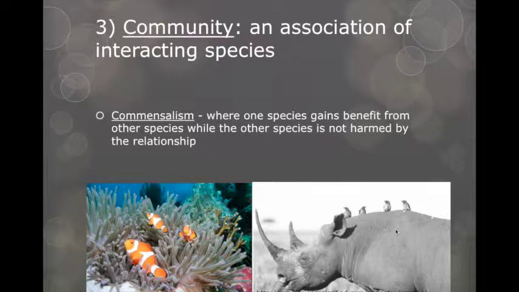And then another example is some really specific relationships between particular types of finches that target particular large herbivores like rhinos in the bottom right-hand corner. And they peck the bugs off of the rhinos to help. They get food from eating the bugs, and the rhino is neither really helped nor harmed by the finches pecking.